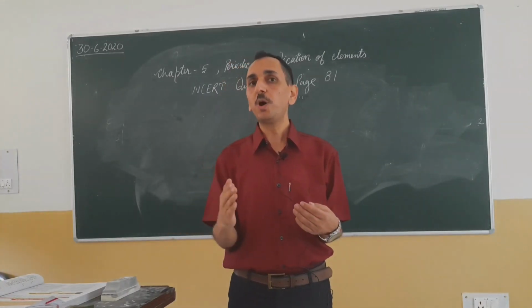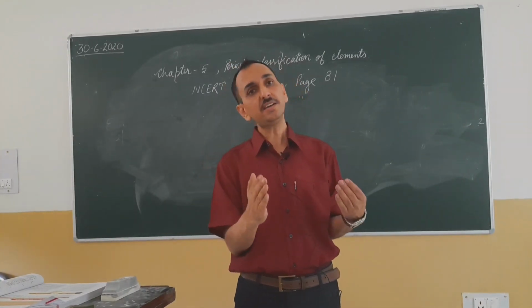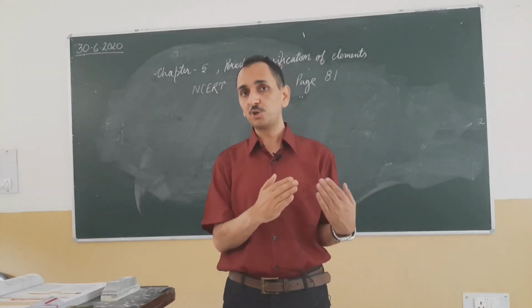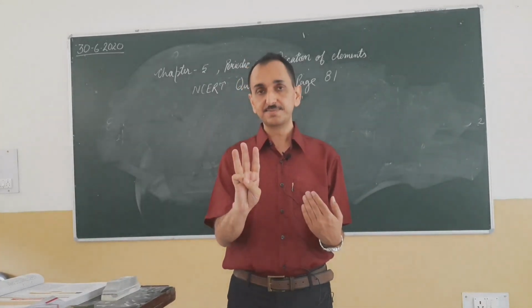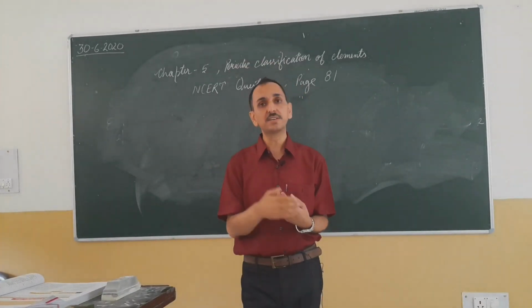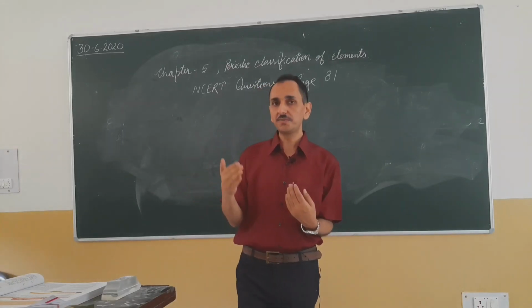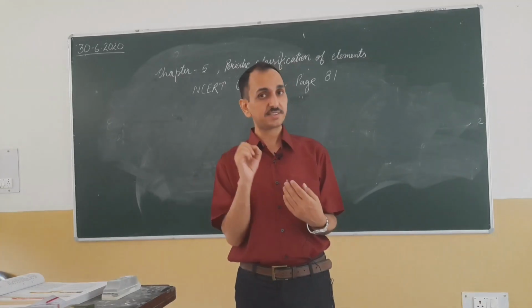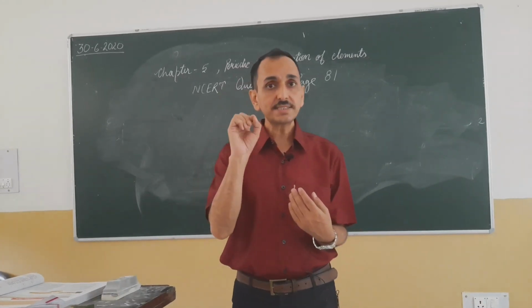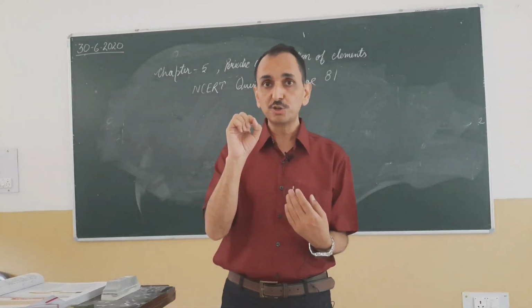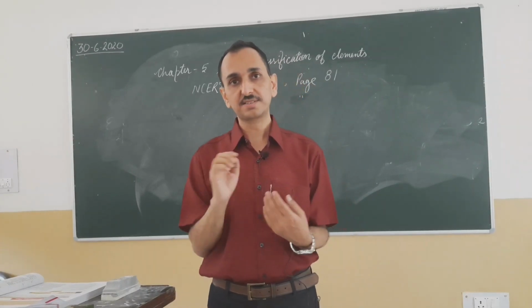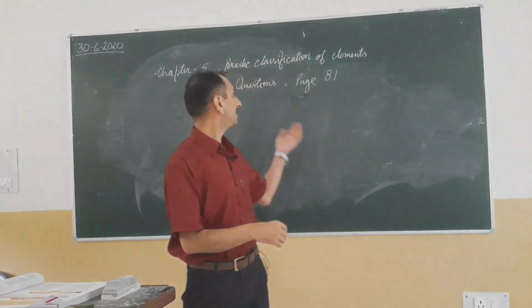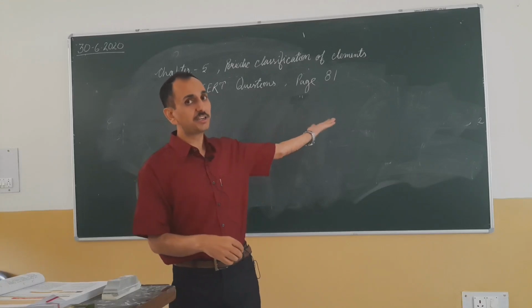We have discussed in the chapter Dobereiner's triads, in which groups of 3 elements were arranged by Dobereiner. He was able to find only 3 triads, and at that time 33 elements were known. After that came Newland's law of octaves, in which he states that the first element has properties similar to the 8th element. Now we will discuss NCERT questions, page number 81.